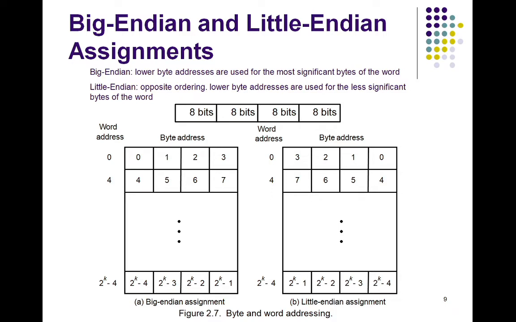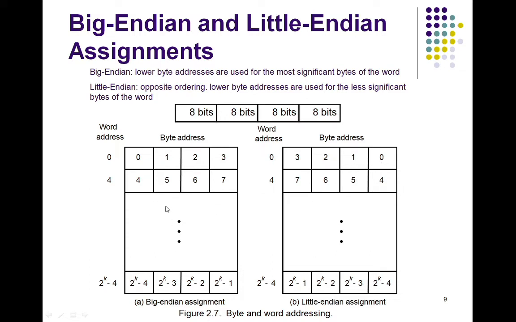But the name little endian is exactly the opposite order. It means that, as you can see in this little endian assignment, here the lower byte address is used for the least significant byte or the least significant word position. So this type of memory assignment is known as little endian assignment. I think you got the difference between big endian and little endian assignment.